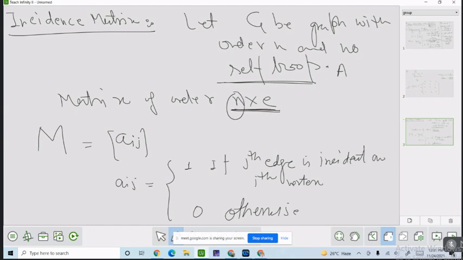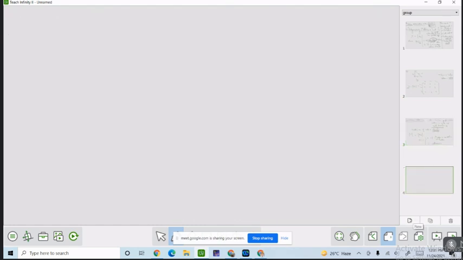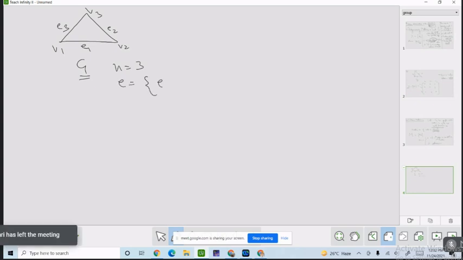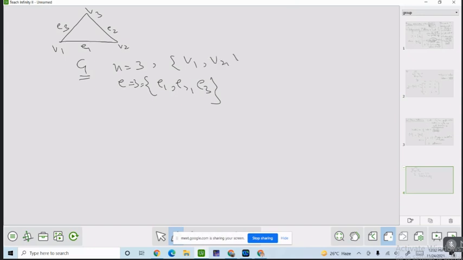So basically n is the number of vertices, e is the set of edges. Again, I take the same example here: V1, V2, V3, E1, E2, E3. Clear? This is the graph G. And you know that here n is equal to 3, and E is the set of edges E1, E2, E3, and these are also 3. And this is the set of vertices V1, V2, V3.